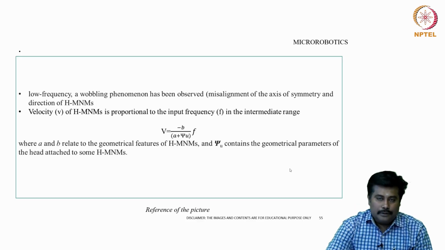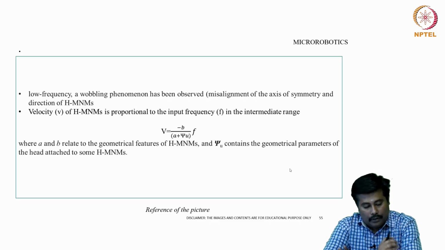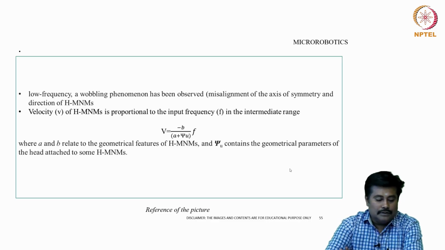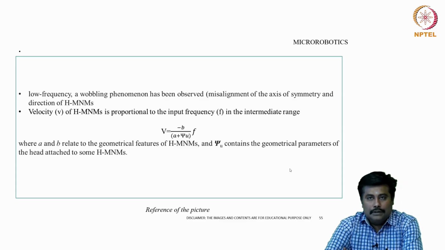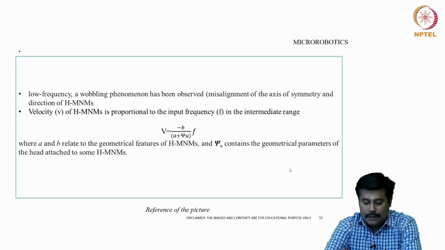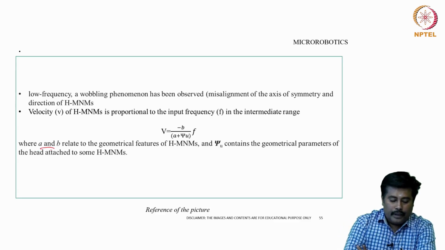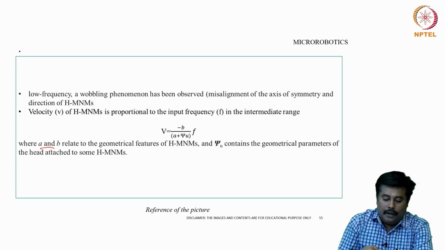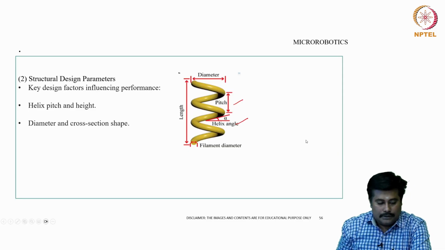From a low frequency perspective, a low frequency wobbling phenomenon will always be observed, which is basically a misalignment in the axis of symmetry. From a velocity perspective, the velocity is proportional to the input frequency in the intermediate range. Ideally in this particular case, A and B are related to the geometrical features of the helical system, and psi u contains the geometrical parameters of the head attached to this system.